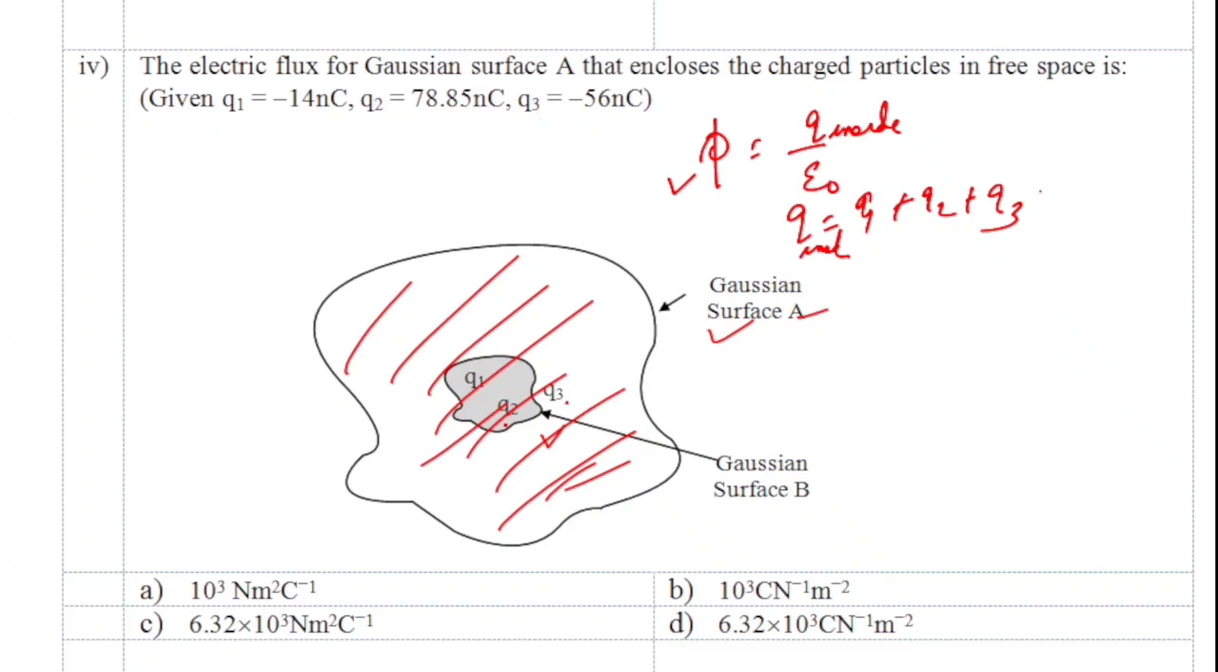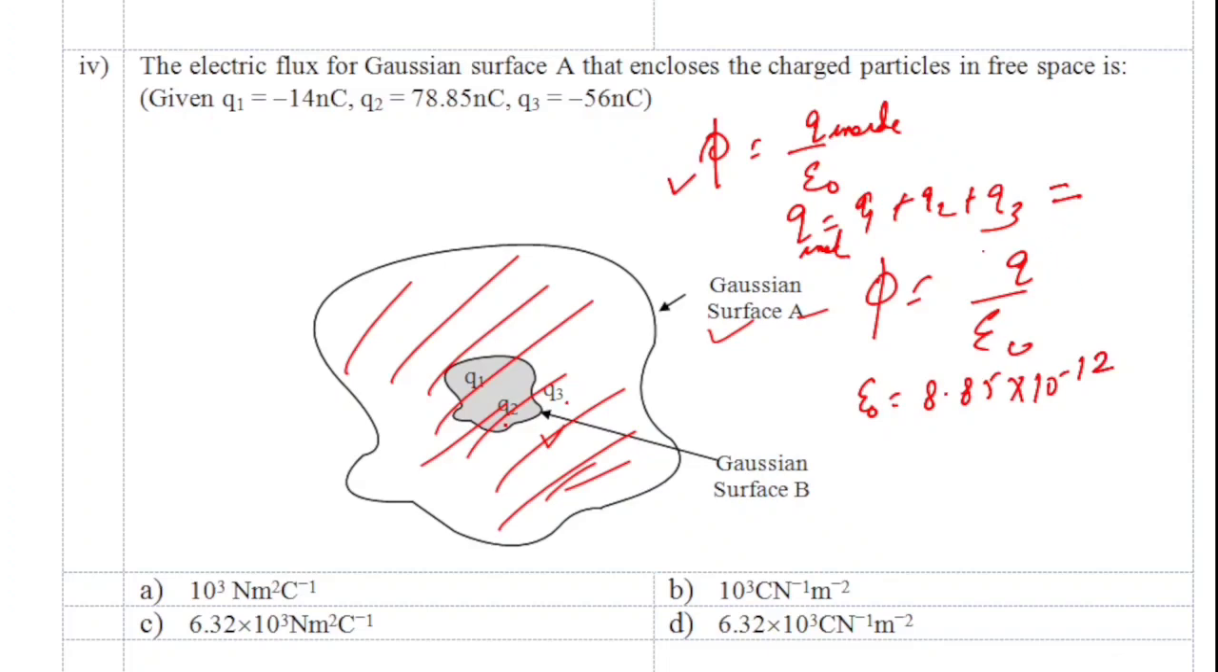In this way, you first find total charge, how much charge is enclosed, and after that you have to find flux. If you know the total charge, it must be divided by epsilon naught. What is the value of epsilon naught? Epsilon naught is 8.85 into 10 to the power minus 12. So you know epsilon naught and total charge, you can easily find the flux.